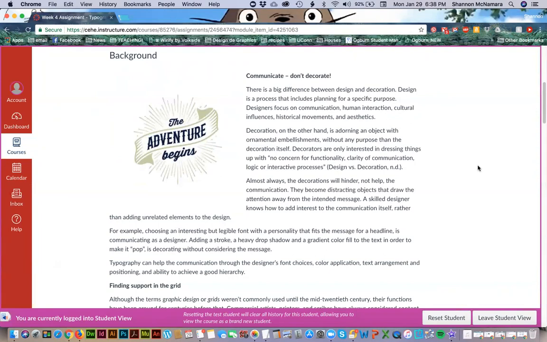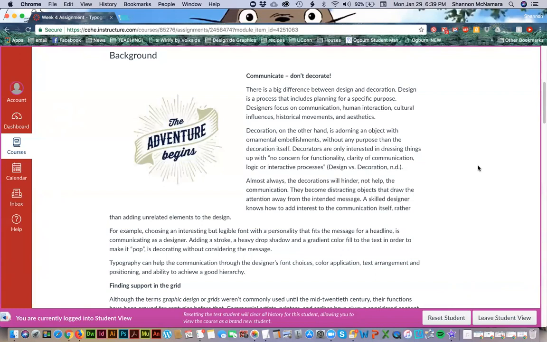Almost always, the decorations will hinder, not help the communication. They become distracting objects that draw the attention away from the intended messages. A skilled designer knows how to add interest to the communication itself rather than adding unrelated elements to the design. For example, choosing an interesting but legible font with a personality that fits the message for a headline is communicating as a designer. Adding a stroke, a heavy drop shadow, and a gradient fill to the text in order to make it pop is decorating without considering the message.